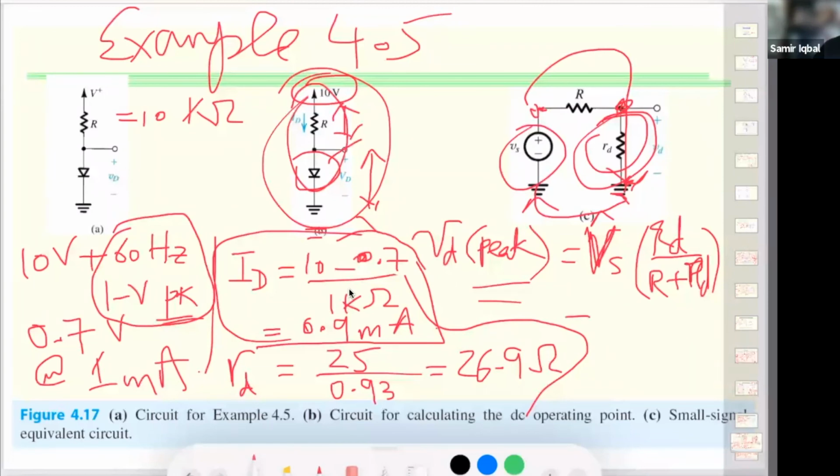And this guy is 1 peak to peak. That's what is given. This ratio is 2.68, so it's 2.68 millivolt peak. We'll call it like that. And that's a small signal. Are we together on this? All right, very good.